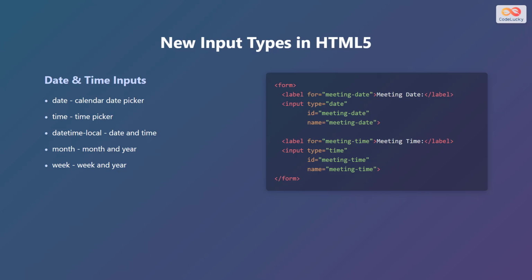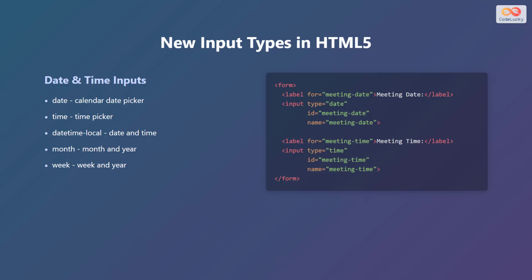HTML5 introduces new input types, specifically for date and time. Date provides a calendar date picker. Time allows users to select a specific time. Datetime local combines both date and time into a single input. Month lets users pick a month and year. Week allows selection of a specific week and year.